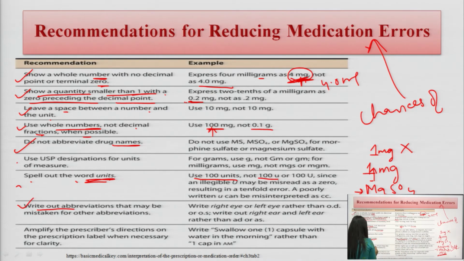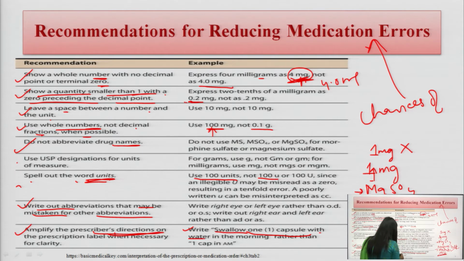Another, watch out for abbreviations that may be mistaken or other abbreviations. Whenever we can, we will avoid these abbreviations, so that there is a reduction of medication errors. Amplify the prescriber's directions. Here is an example: write swallow 1 capsule with water in the morning rather than 1 cap in AM. This information can be misleading to the patient, the pharmacist, or any healthcare professional dealing with the therapy. So a physician can write, or a pharmacist can tell the patient, swallow 1 capsule with water in the morning. So it should be amplified.